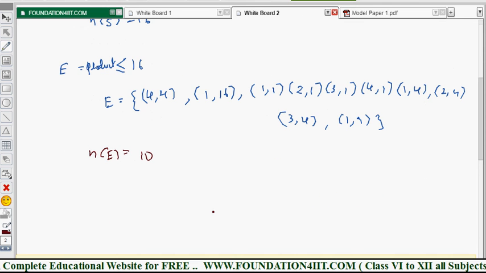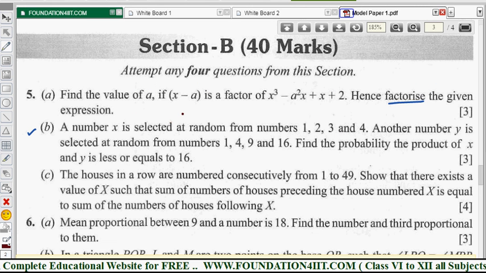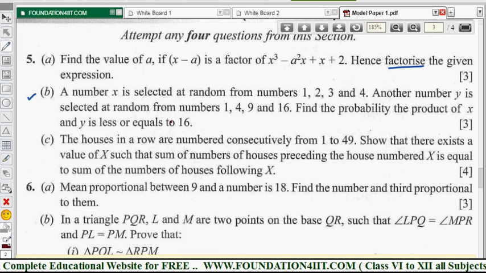Then we can find out the probability of that event. That is n of E by n of S, the sample space. So 10 by total we have 16. That is 5 by 8. Hence the probability that the product of x and y is less than or equal to 16 is 5 by 8. And see the next question, it's important.